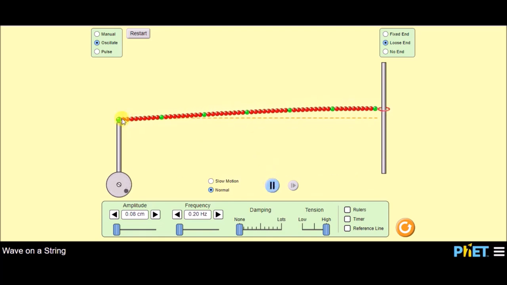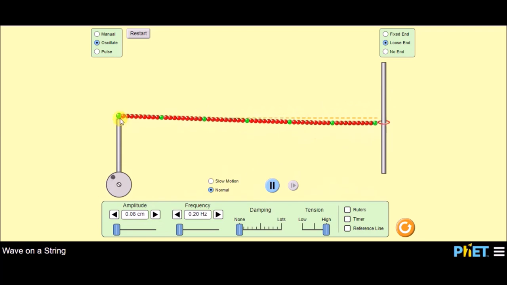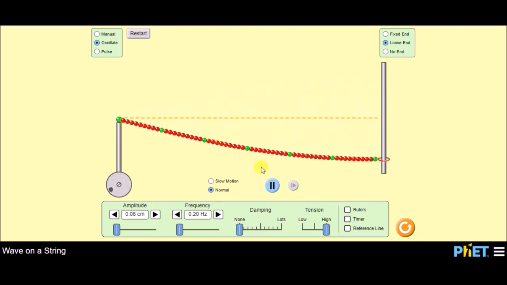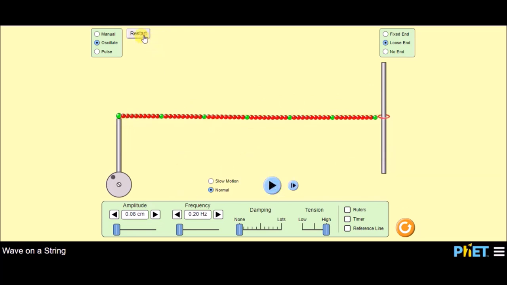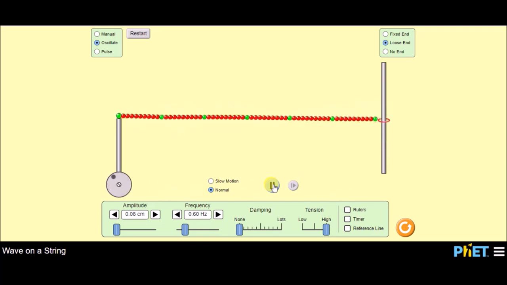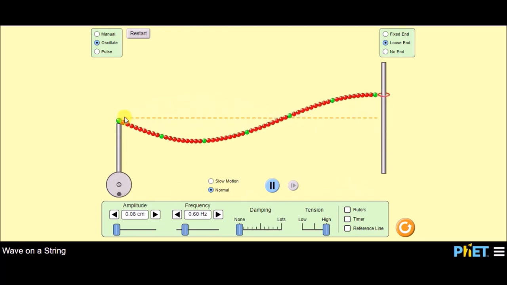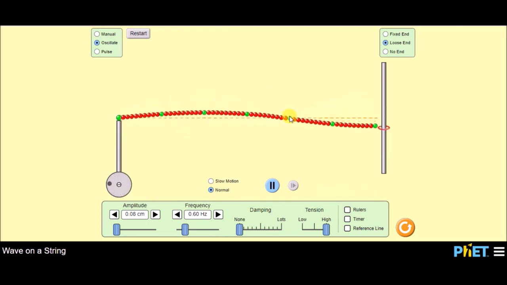So you can see there is a node here and an antinode here. Here the displacement is maximum, and at this point there is no deflection. Now let us increase the frequency. In this case, this one was the fundamental frequency, and the first overtone will be achieved at about 3 times the fundamental frequency, that is at about 0.60 hertz. Let us see. Right. Here you can see, this is the point of nodes. Here is the first node and here is the second node.